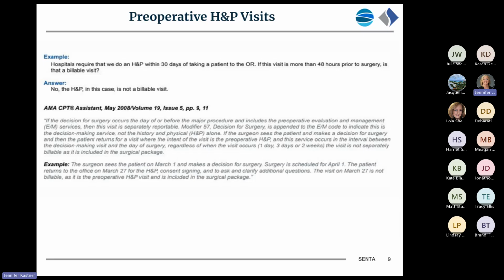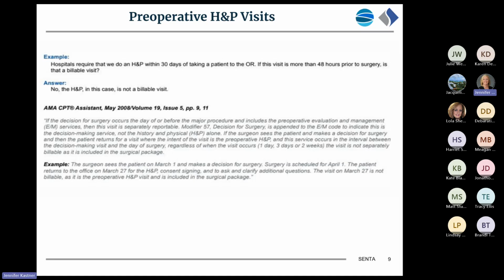It says, example: hospitals require that we do an H&P within 30 days of taking a patient to the OR. If this visit is more than 48 hours prior to the surgery, is that a billable visit? CPT Assistant says no, the H&P in this case is not a billable visit. And they explain that if the decision for surgery occurs the day of or before a major procedure and includes the preoperative E&M service, then this is separately reportable with modifier 57. And I'll describe that in a minute. I've got additional information on a subsequent slide on that.